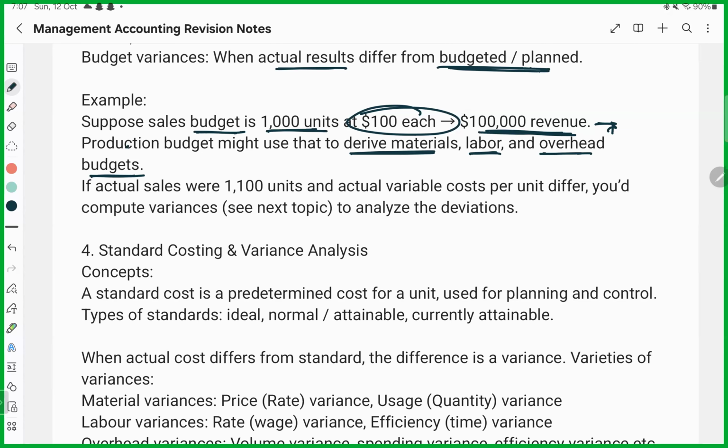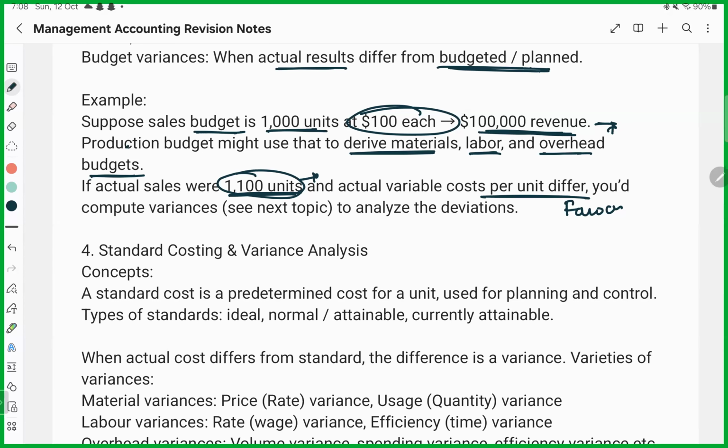So if the actual sales of 1100 units have happened, that means I have a favorable variance over here. I planned for selling 1,000 units, but actually ended up selling 1100 units. And the actual variable cost per unit in this case, if I'm selling 1100 units, would differ.